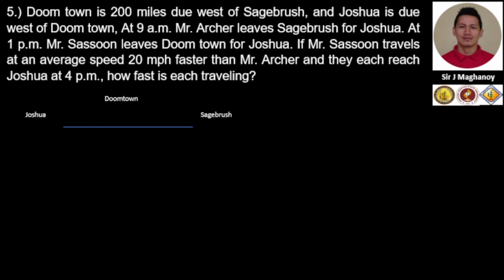So direction first. Our mnemonic for direction is the NEWS: north, east, west, south. Doomtown is 200 miles due west of Sagebrush. So we have our location, Sagebrush, and Joshua is due west. So Joshua is west. And Doomtown is 200 miles due west of Sagebrush.